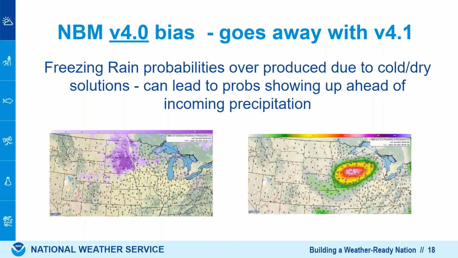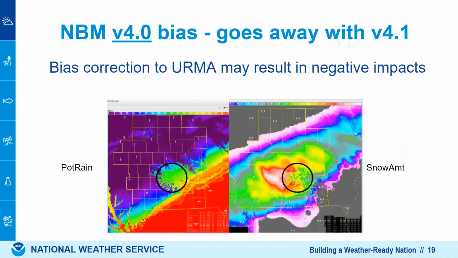Freezing rain probabilities can get overproduced in cold, dry solutions, and this could be a problem, particularly ahead of incoming precipitation, where the ones that are precipitating are warmer, and the ones that are cold and dry suggest a freezing rain outcome. So this is something that's going to be addressed with 4.1. Bias correction to IRMA.